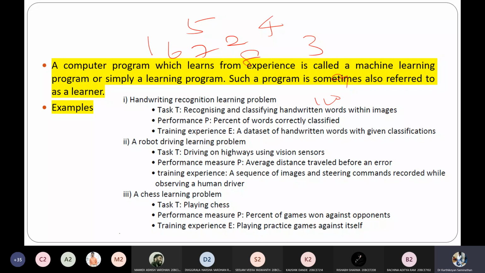Same for the robot driving learning problem. Driving on highways using vision sensors is the task. Average distance traveled before the error is the performance. Training experience is nothing but recorded commands from a human driver without any human errors. So this is how these simple learning examples work.